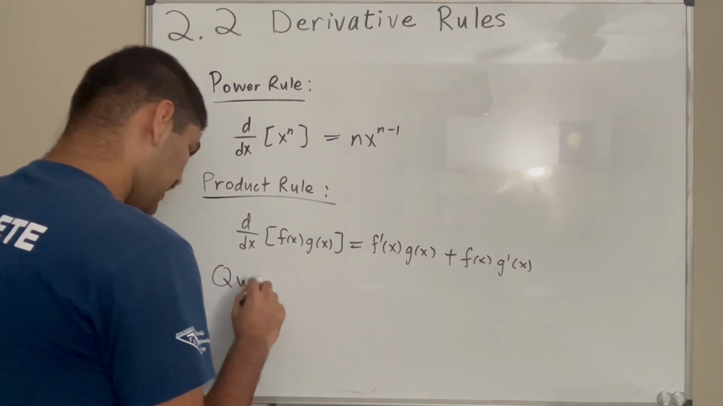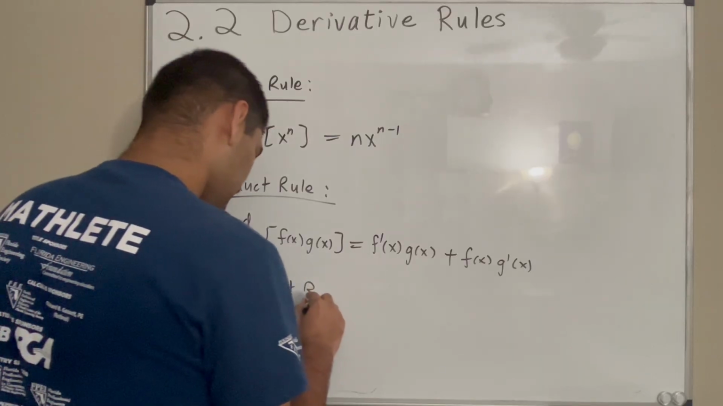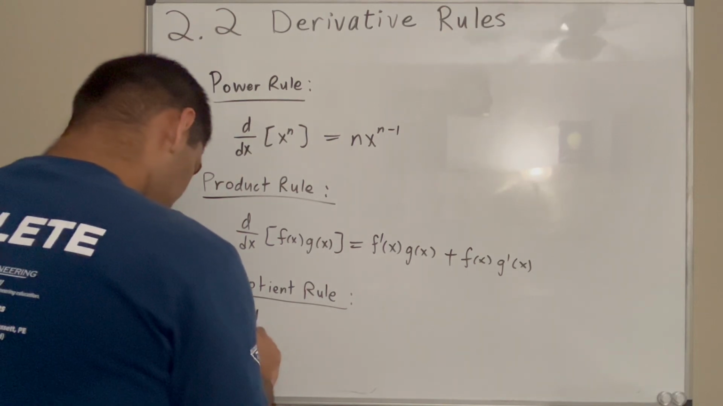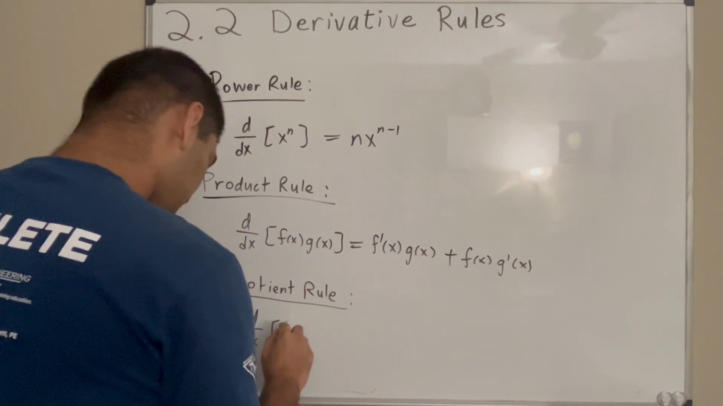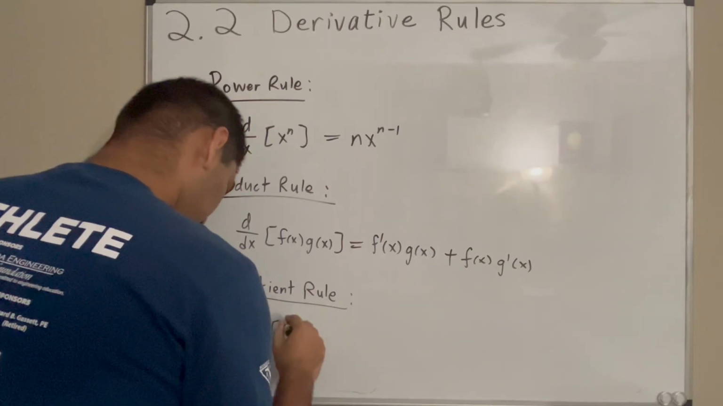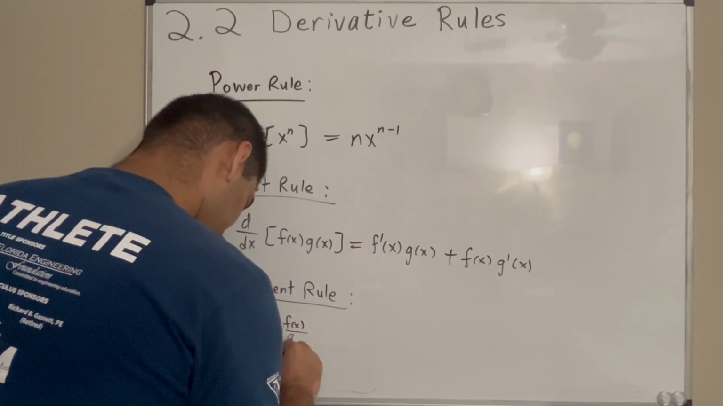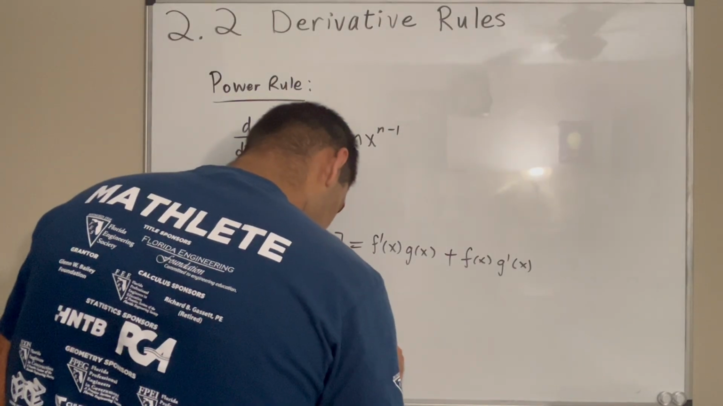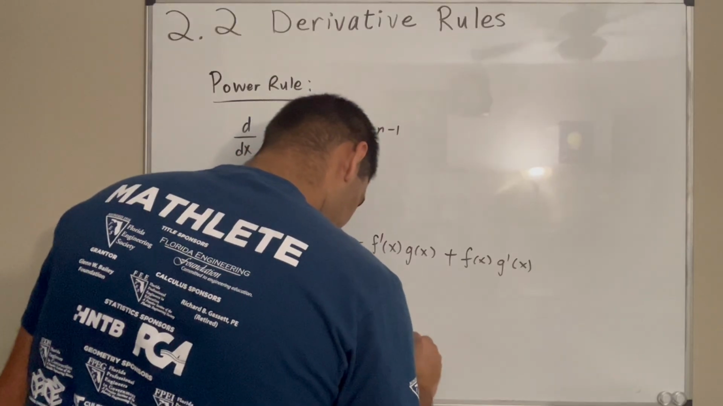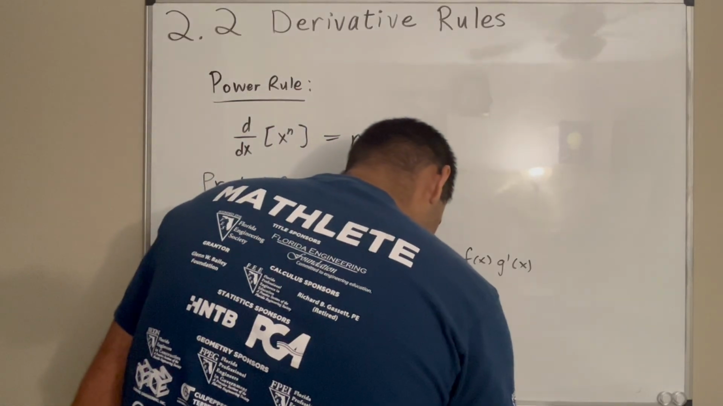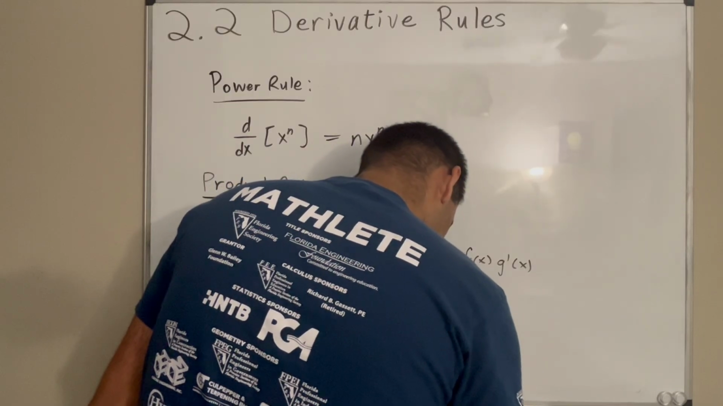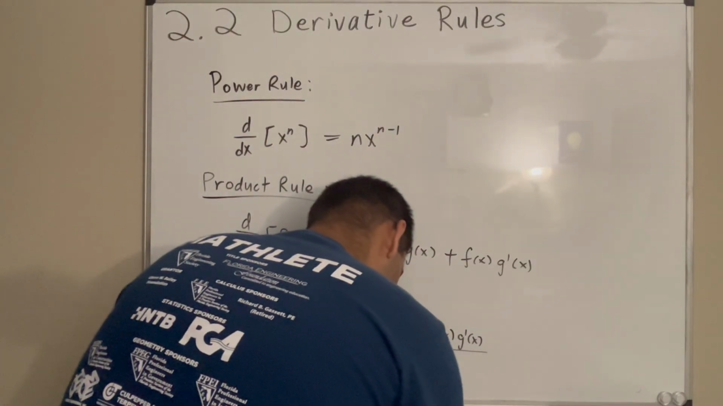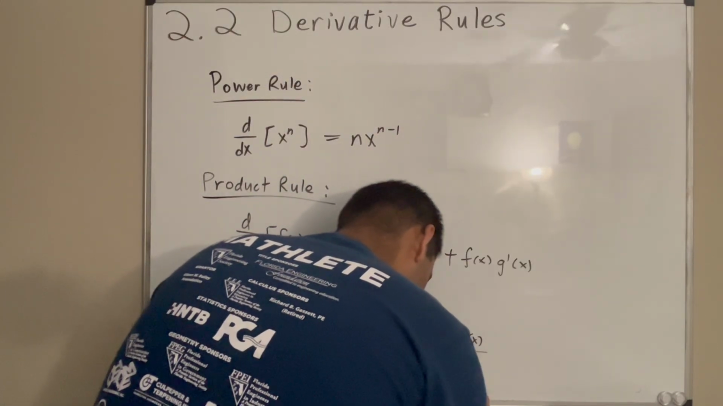Next we have the quotient rule. This tells you how to find the derivative of a quotient of two functions. If you have the derivative of f of x over g of x, this is equal to f prime of x times g of x minus f of x times g prime of x, all over g of x squared.